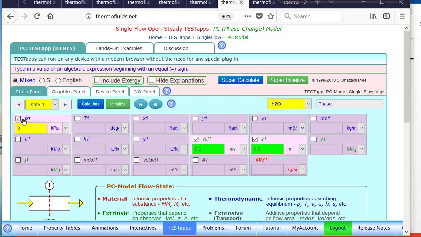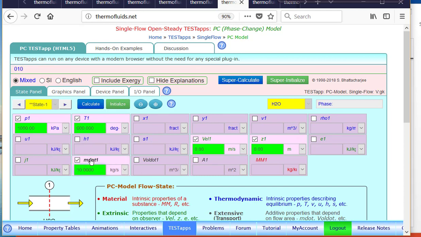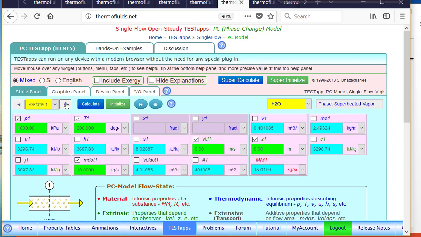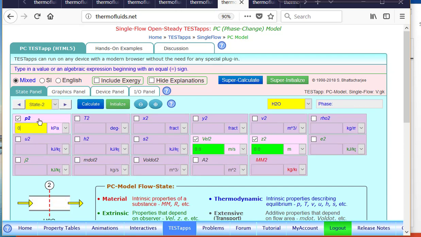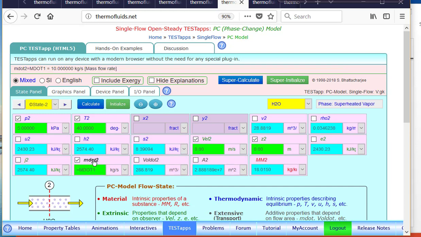Let's say steam is coming to a turbine at 1000 kPa and 600 degrees Celsius with a mass flow rate of 10 kg per second. We calculate our inlet state. At the exit, let's say the pressure is 5 kPa and the temperature is 40 degrees Celsius. I'm just picking almost arbitrary numbers. Of course, the mass flow rate doesn't change. Mass flow rate must be the same in a single flow device.